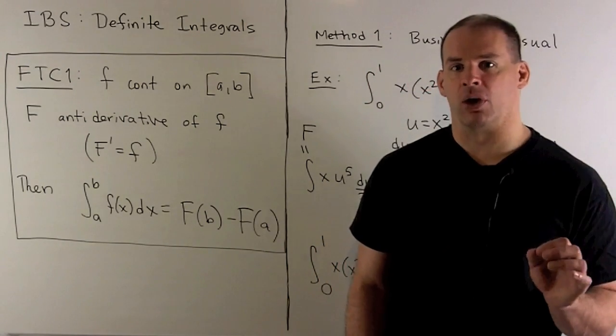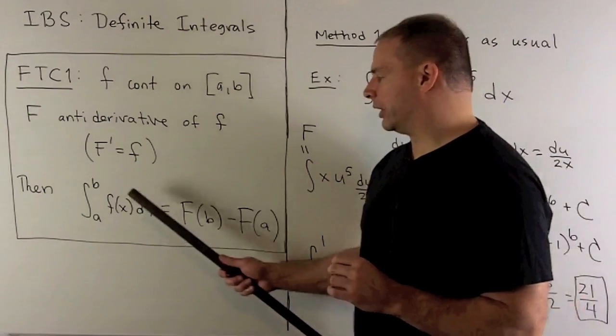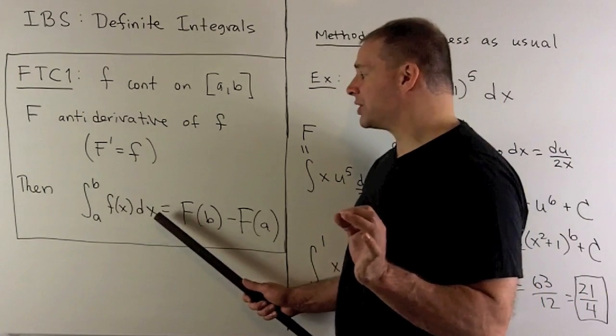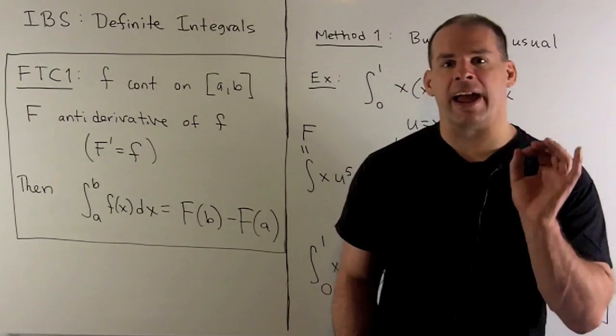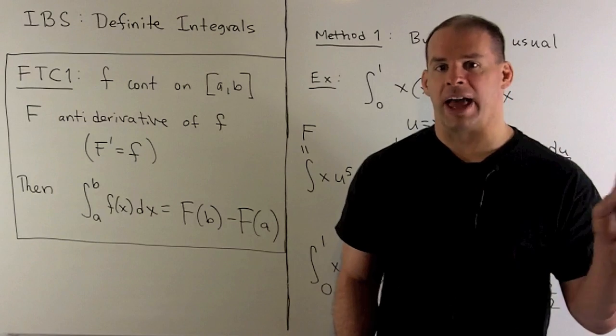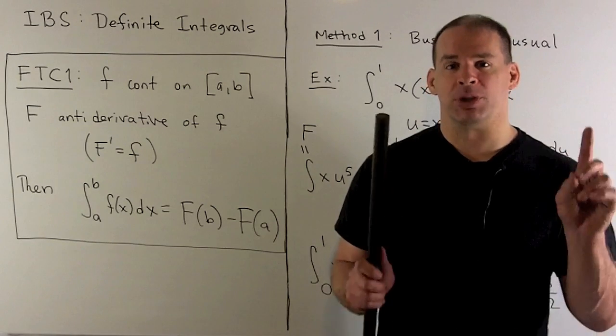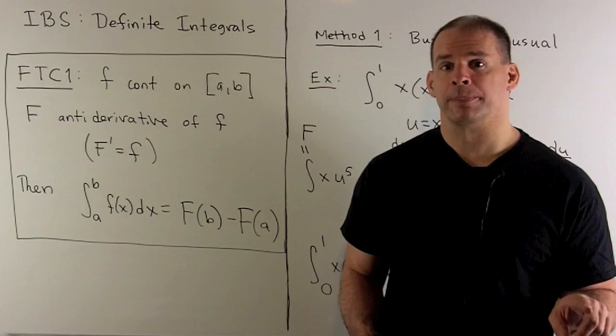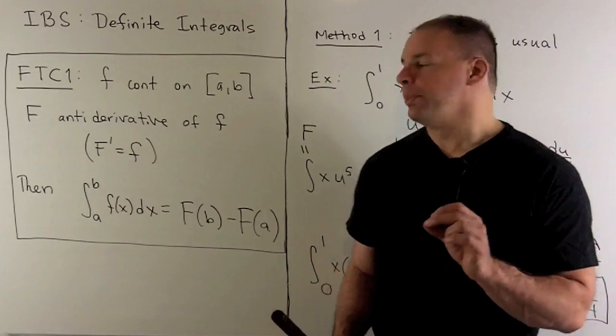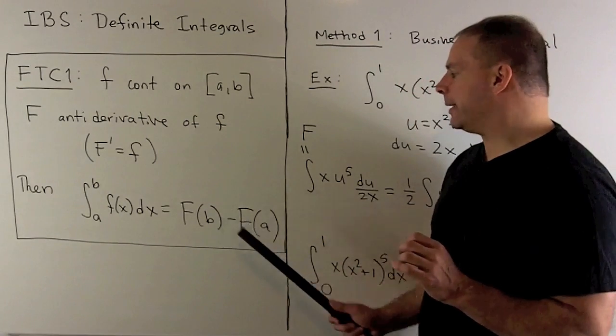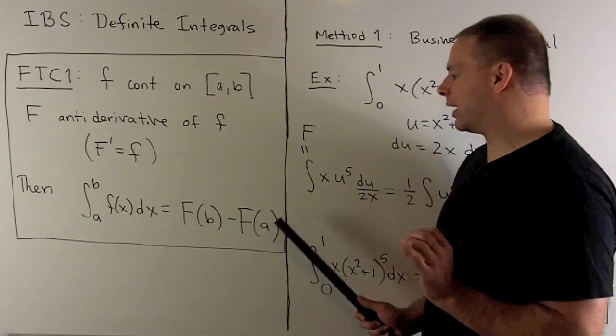Then if I take the definite integral from a to b of little f of x with respect to x, remember that's just the net area between the function little f and the x-axis between the points a and b, it's going to be equal to capital F evaluated at b minus capital F evaluated at a.